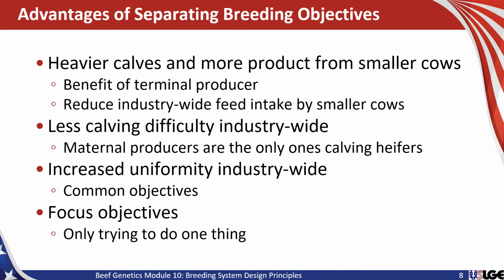For terminal producers, who would presumably then source replacement females from maternal producers, and those replacement females are bred to be lower input and bred for improved fertility, the terminal producer would benefit from heavier calves and less feed intake from smaller cows. There should be less calving difficulty if the terminal producer is able to source replacement females that are bred with their second or later calf, because they then don't have to calve heifers themselves.